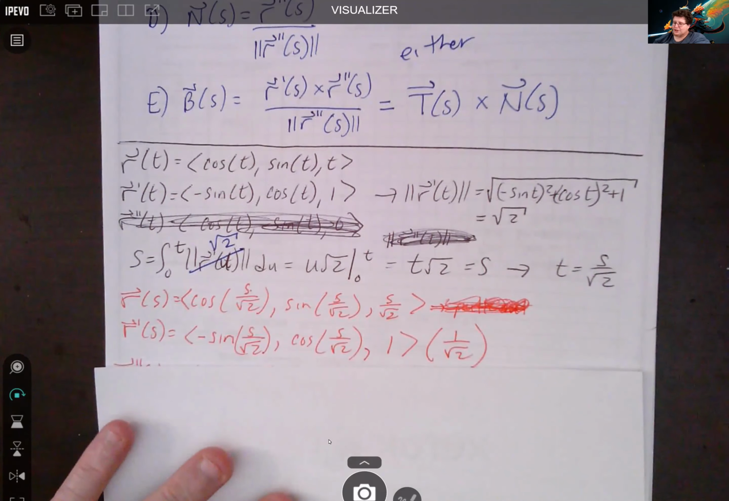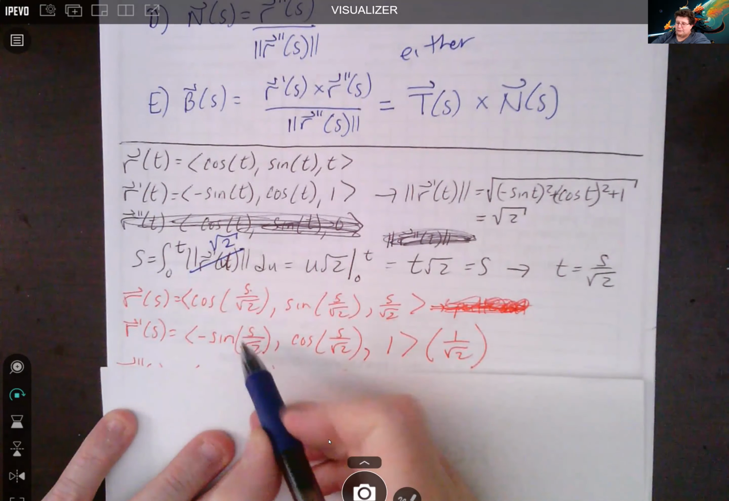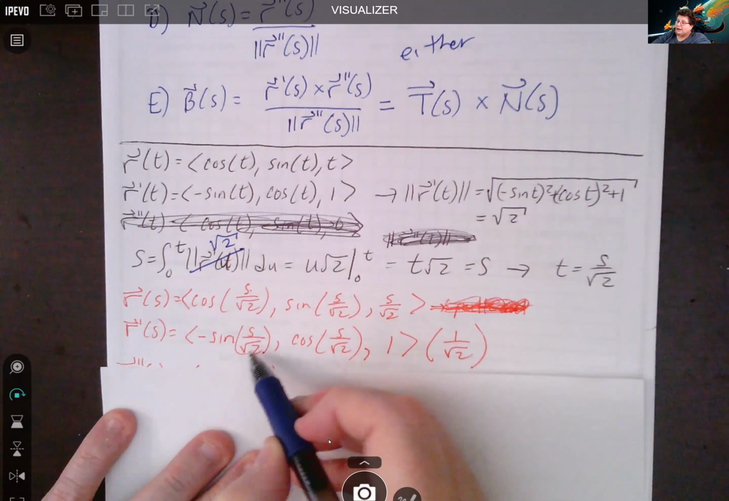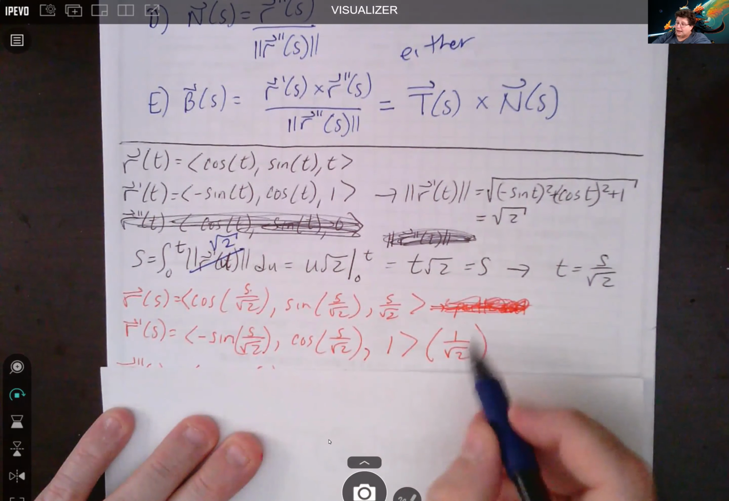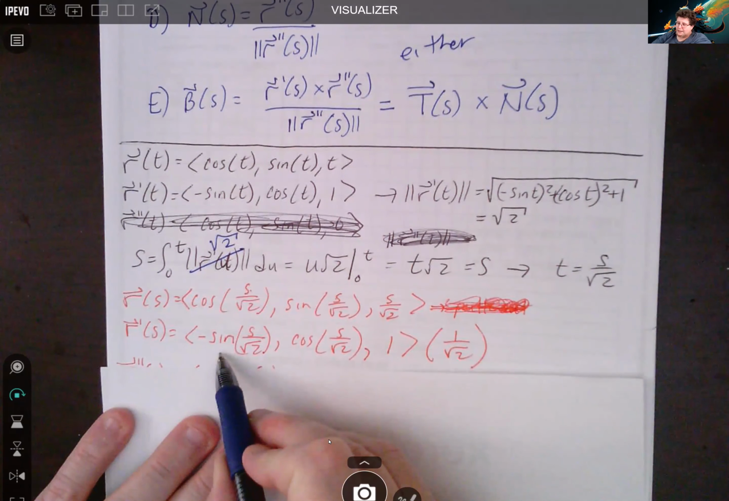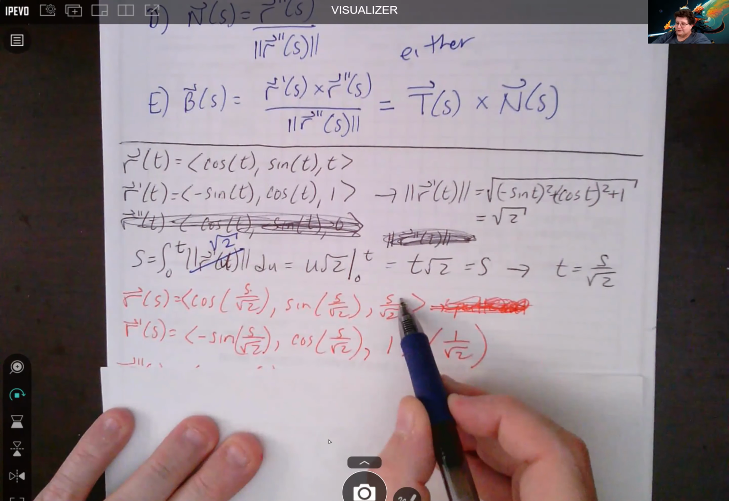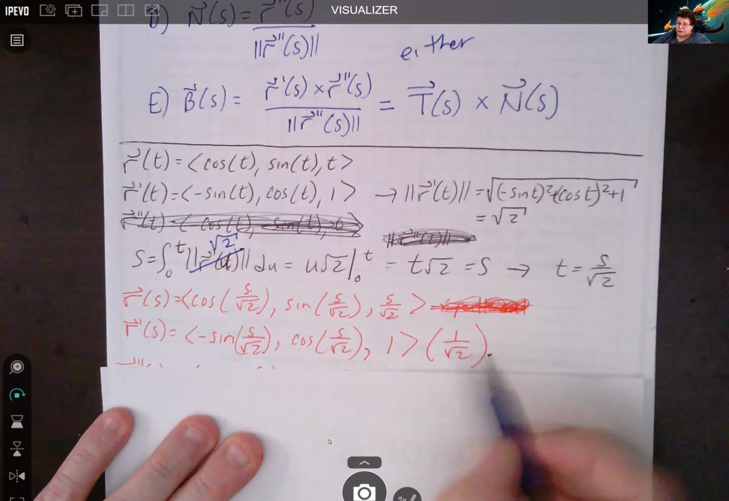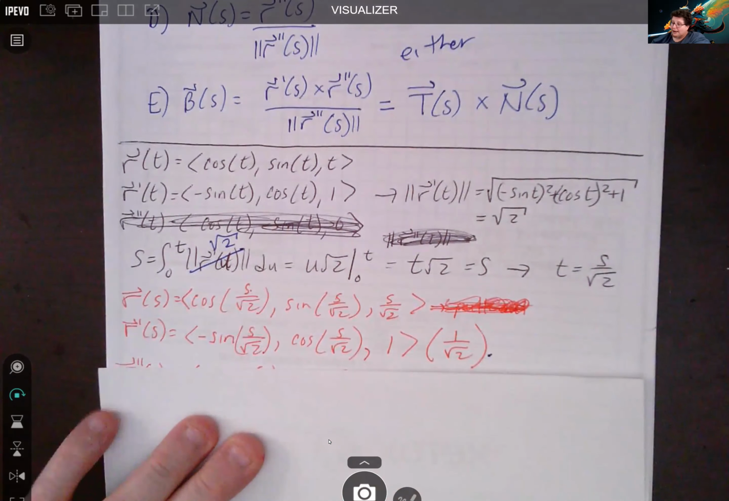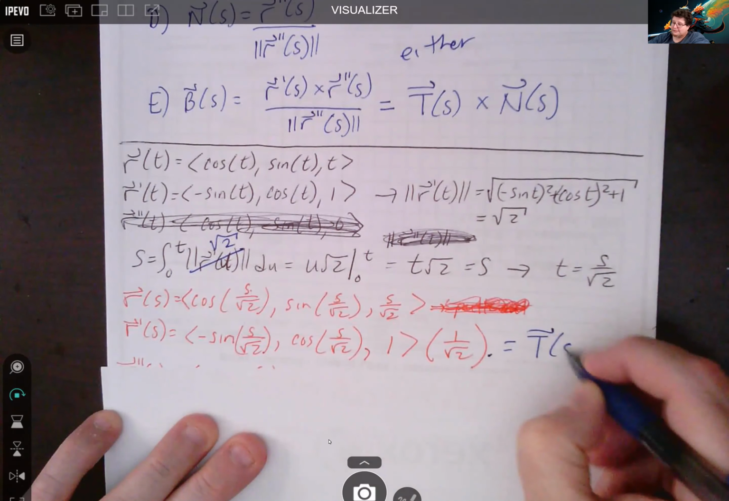First derivative doesn't change too much, other than we have to take the chain rule now. We do the derivative of the outside, then the inside. The derivative of the inside on these is 1 over root 2. So there's a 1 over root 2 with the sine, and a 1 over root 2 with the cosine. And the derivative of s over root 2 is also 1 over root 2. I just factored it all out. Each component has one. And so my r prime of s looks like that, which is my T of s.